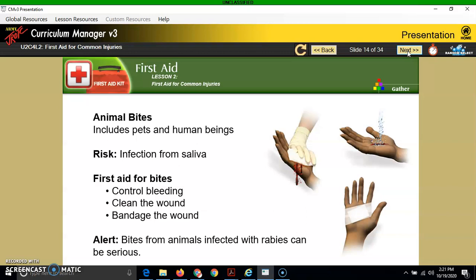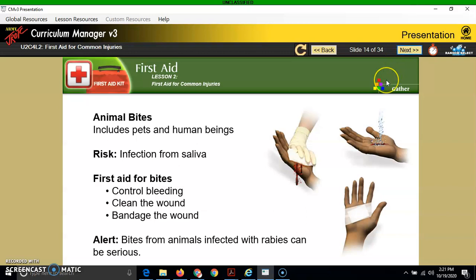So anytime you have a bite, you're going to control the bleeding. If you can, you should probably wash your hands first, then control the bleeding. Clean the wound out with water or hydrogen peroxide, and then bandage the wound with a sterile pad.